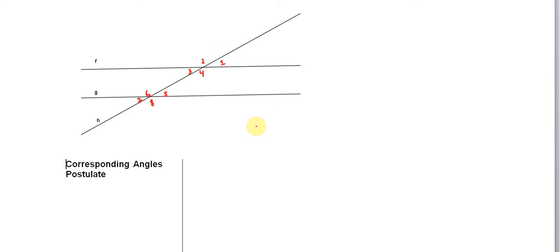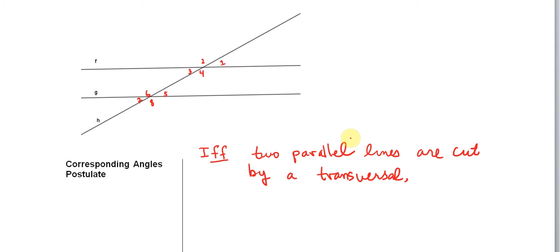And we're going to start this off with what's called the corresponding angles postulate. And it says something like this. If and only if, and my abbreviation for if and only if is two F's here. If and only if two parallel lines are cut by a transversal, then the corresponding angles are congruent.